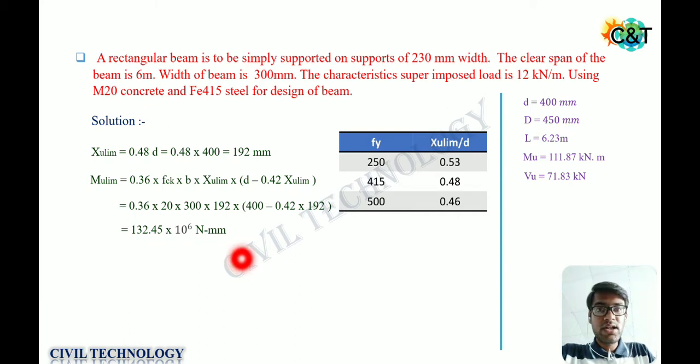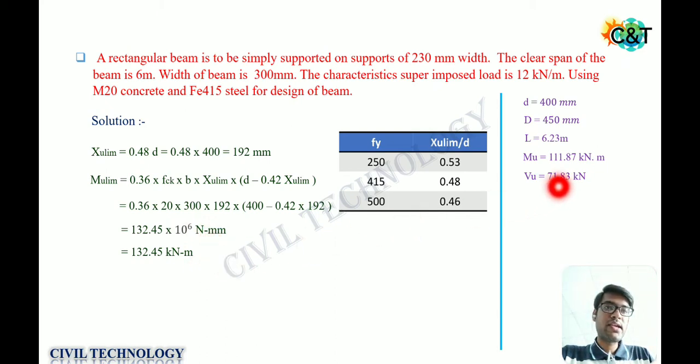This value comes in Newton mm, but our moment we calculated earlier in kilonewton meter units. So we have to convert this into kilonewton meter units. If you calculate, the value is 132.45 kilonewton meter. So this is the maximum moment that will be carried by this rectangular beam very safely. If our moment is more than this value, then our beam is not a singly reinforced beam. It is obviously a doubly reinforced beam, or something else.